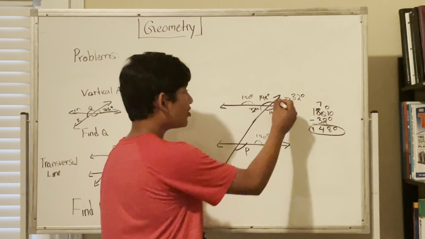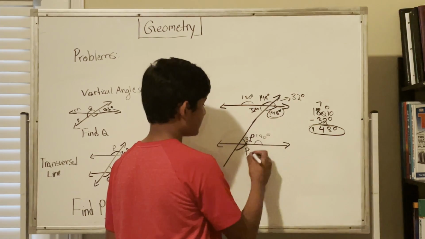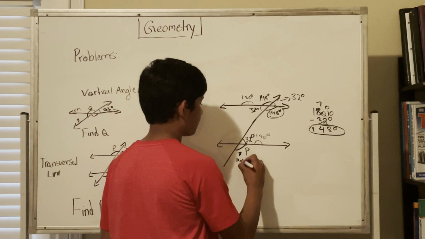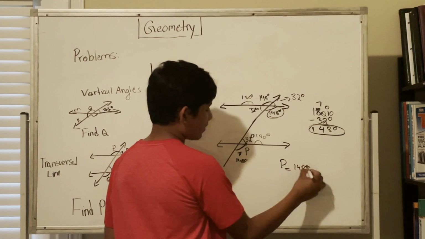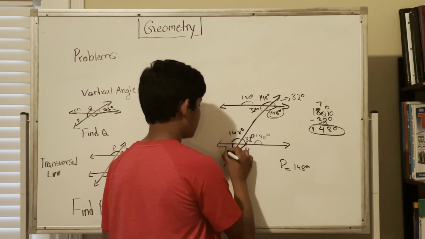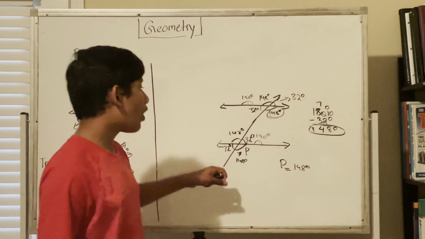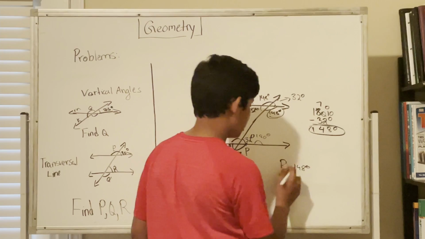Identifying that, we can realize that this is 32 degrees, which means this is 148 degrees, which means that P is equal to 148 degrees. Just to make sure, we can mark it: this is 148 degrees, and this is 32 degrees. Now that we've marked all our angles, we can easily identify what P is, and P is 148 degrees.